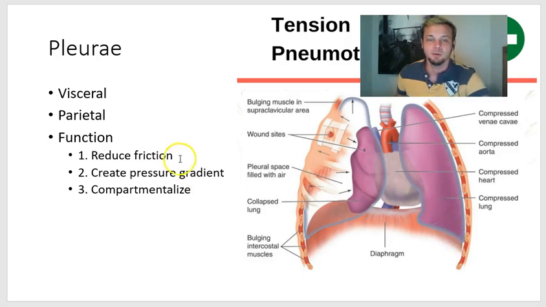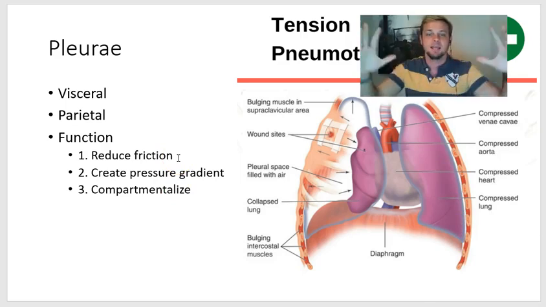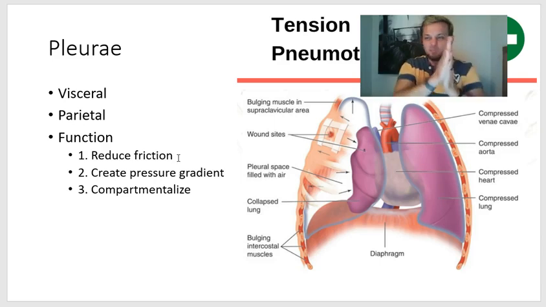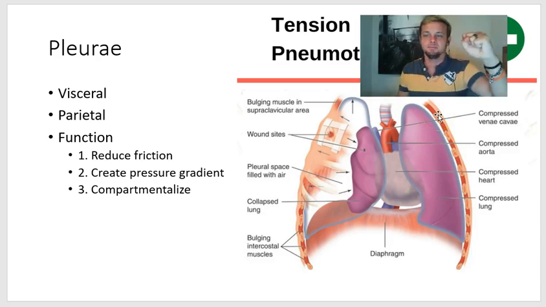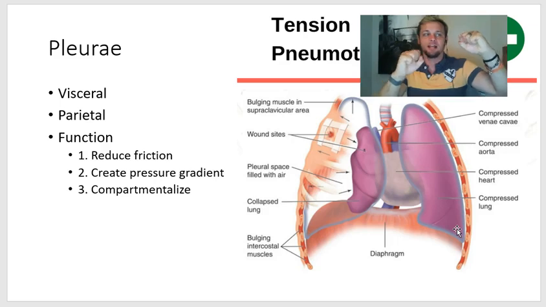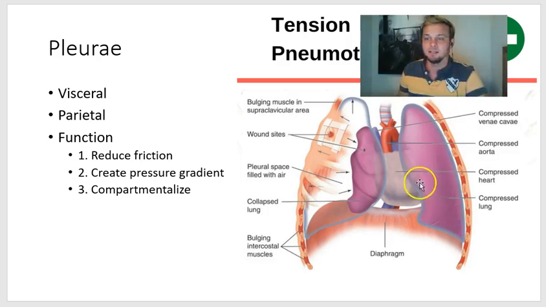Why do you have that pleura? One, to reduce friction. It secretes that fluid that lets your lungs expand and contract without grabbing and pulling. It also creates a pressure gradient. So this pleura is attached to the wall and is pulling out. This pleura is attached to the lungs and is pulling in. And so you end up with a partial vacuum between the wall of the lung and the lung itself. And that partial vacuum allows the lung to inflate completely.